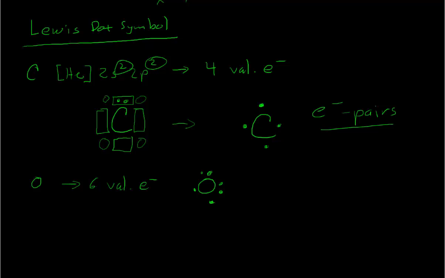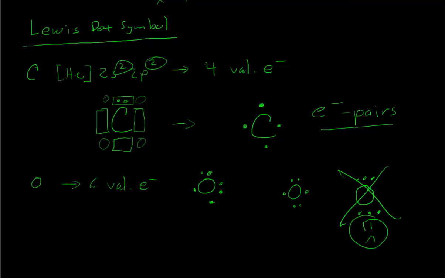By the way, it doesn't matter if you rearrange the electrons to look like this. That's still perfectly okay in terms of a valid Lewis dot symbol. So where these dots occur doesn't matter. It does matter that you have them grouped in 1s and 2s. So this would be an incorrect Lewis dot symbol, even though it shows 6 electrons. So we don't do that.